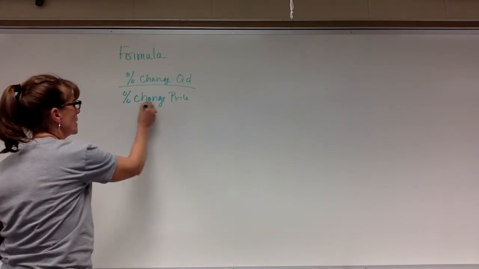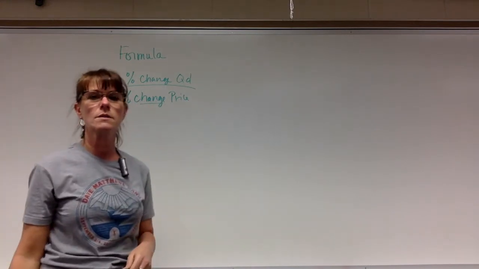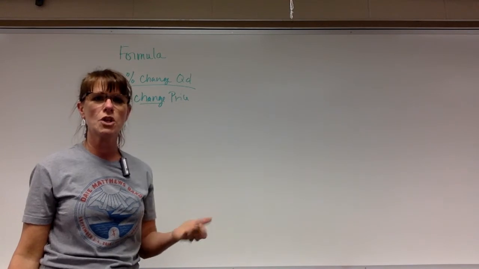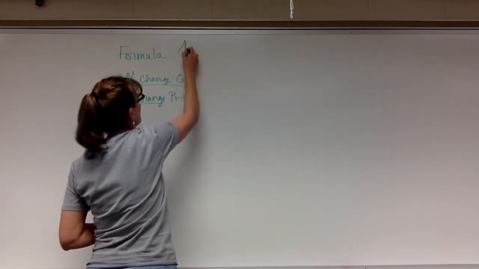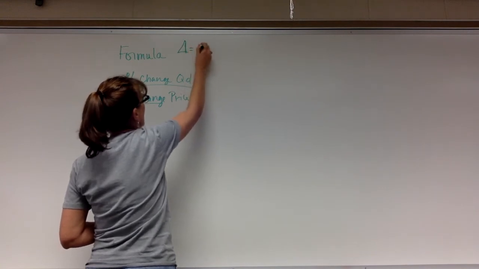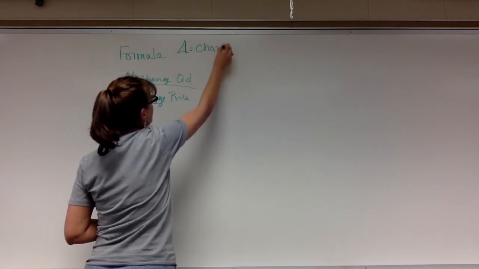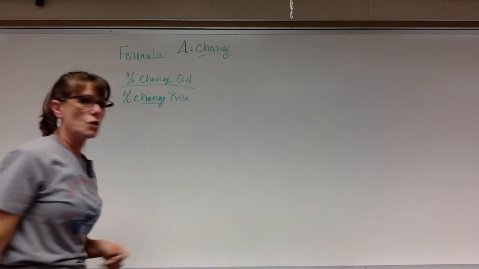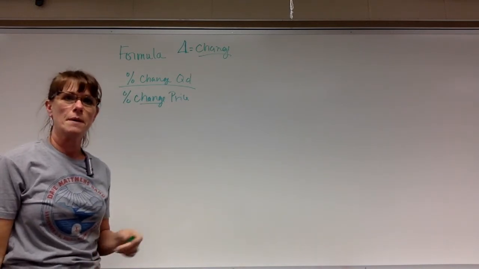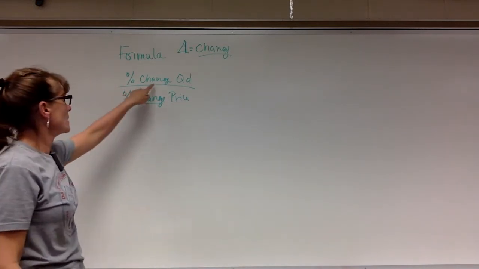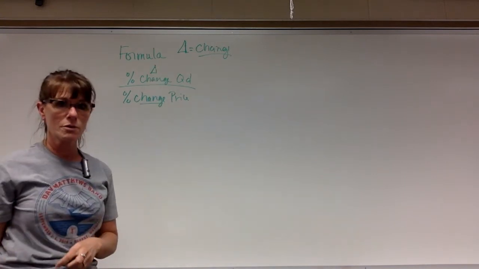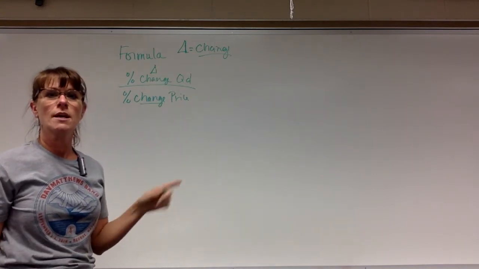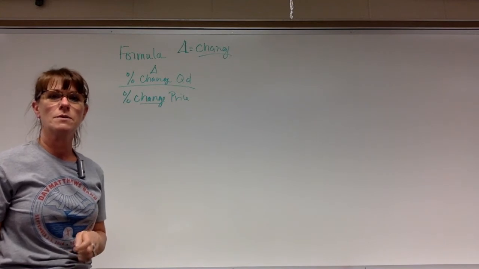The other thing I want to point out really quick is on some handouts, instead of writing the word change, they put the delta symbol. So if you see this triangle, that means change. So I will try and point that out every time you see it. Just remember percent. Sometimes you will see the symbol delta instead of the word change. It just means percent change in quantity demanded divided by the percent change in price.